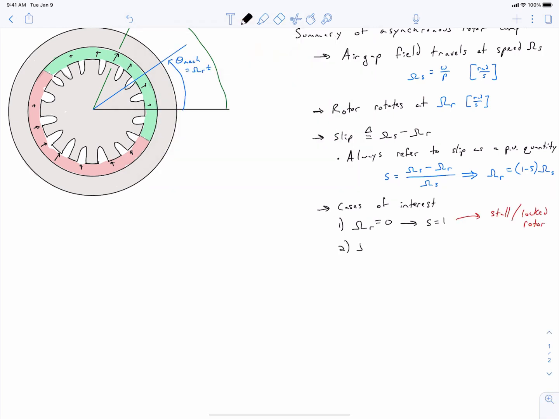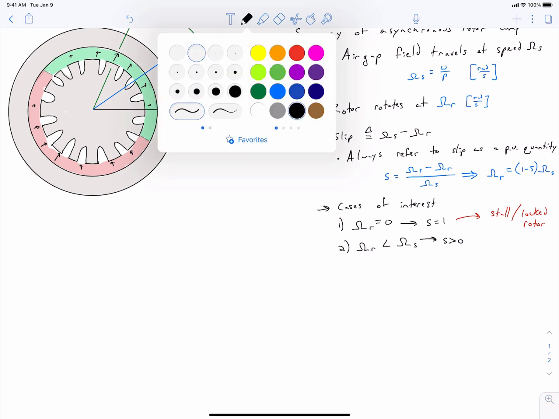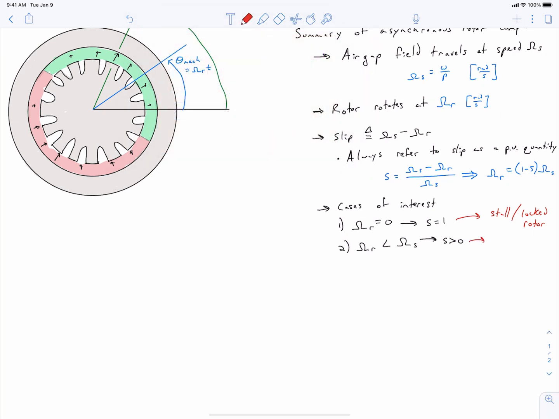The second case is more generally where the rotor speed is simply less than the stator field speed. And this is the standard motor operation regime. The third case is where our rotor speed is actually equal to our stator speed. So then the rotor is rotating at a synchronous speed. It's synchronized to the stator field. And in this case, slip is 0.